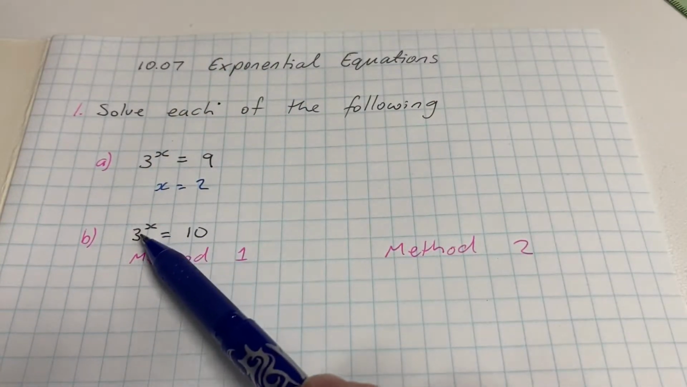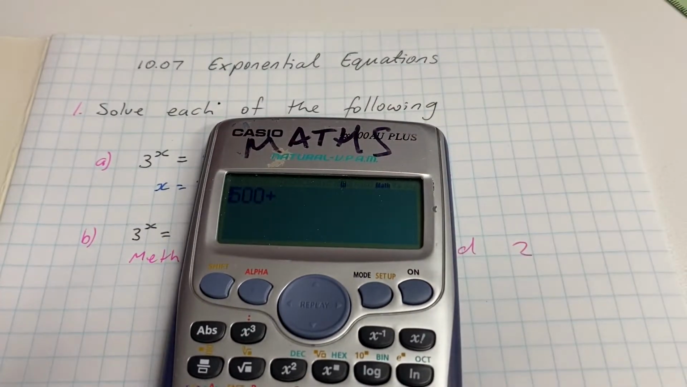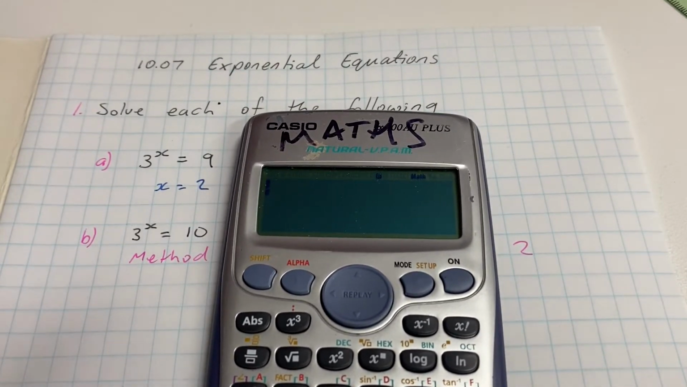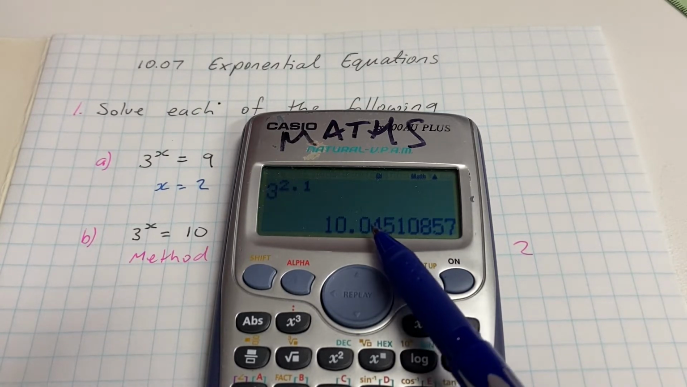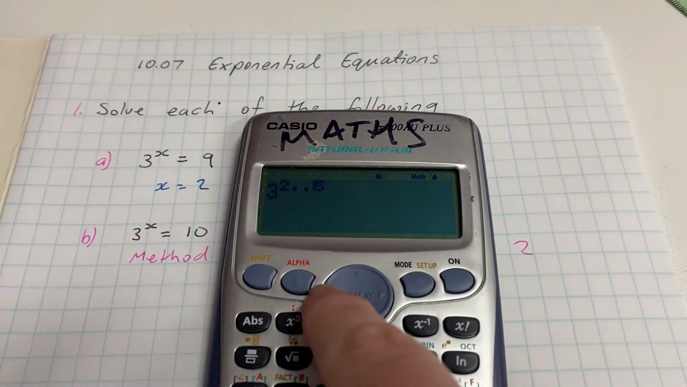But when you get a situation like 3 to the x equals 10, we know it's bigger than 2. So we could just guess and check. Now if I go 3 cubed, I'm going to get 27, which is way too big, because it's got to be pretty close to 2. So I could go 3 to the power of 2.1, for example, and I've gone too big. The answer is going to be smaller than 2.1.